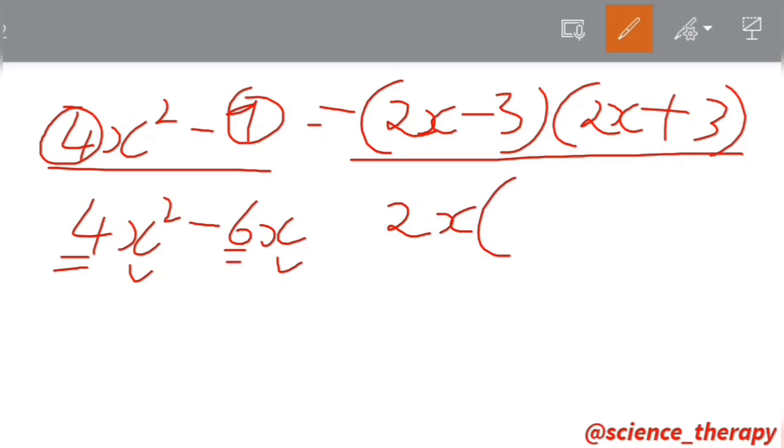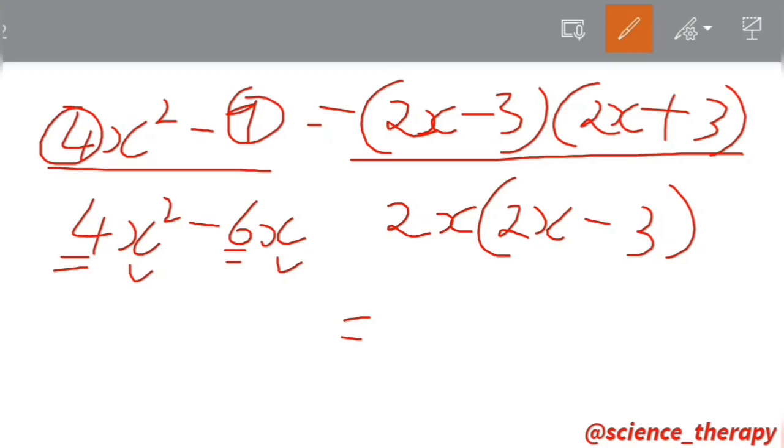So now when factoring out 2x in the first term, we are left with 2x, right? So that's 4x squared divided by 2x, it gives us 2x. Then when we factor out 2x from 6x, what are we left with? So if we say 6x divided by 2x, we are left with 3, right? So it's negative 3 because it's negative 6, right?